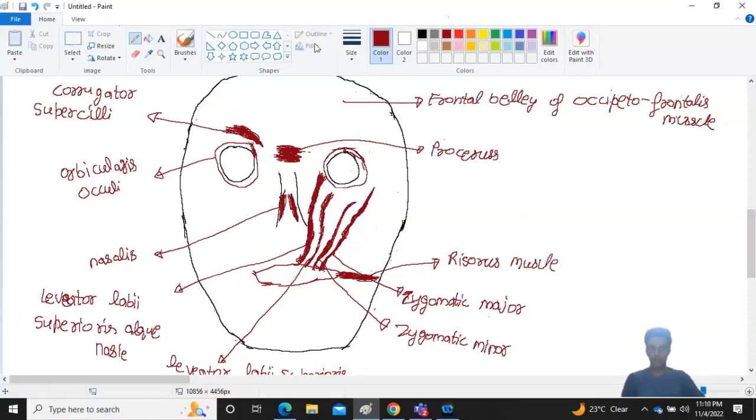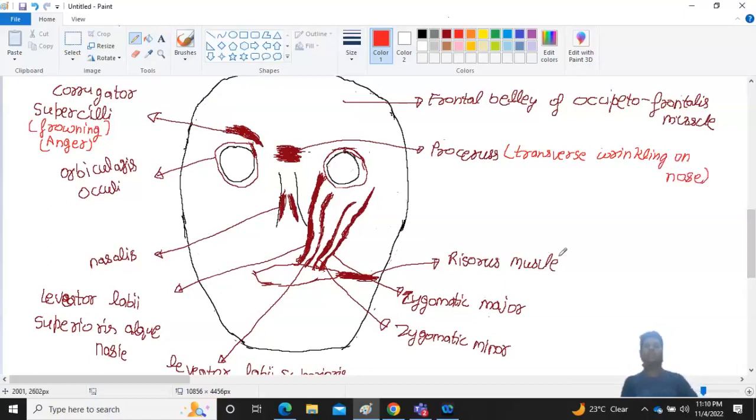It helps in smiling. Basically, it works for smiling. We can write the role of the muscle. The corrugator helps in frowning, basically frowning in anger, for showing anger. Then this is the transverse wrinkling on nose. Then this helps in smiling, basically longitudinal stretching, smiling.